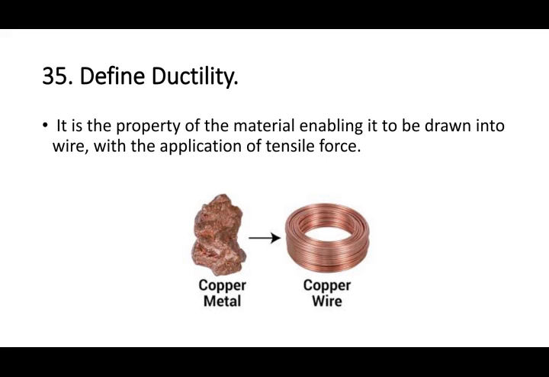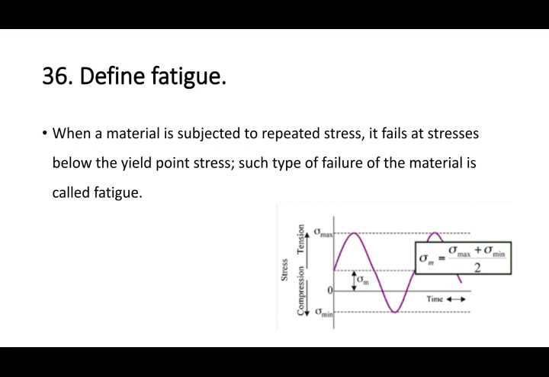Next question. Define ductility. So it is a property of a material enabling it to be drawn into wire with the application of tensile force. So here you can see a copper metal in its raw form, and we can convert that raw form of copper metal into copper wires because of the ductility property.